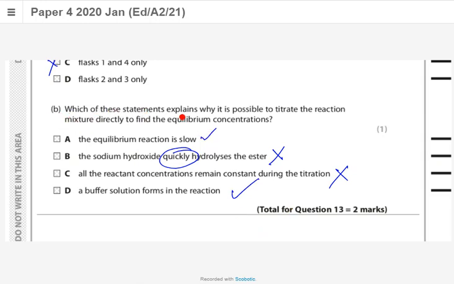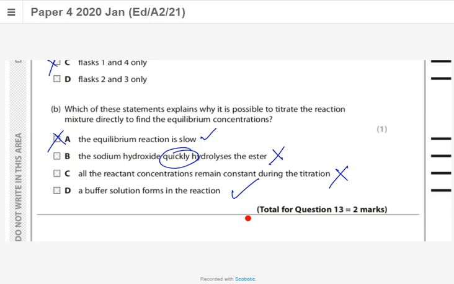Which of these statements explain why it is possible to titrate the reaction? Oh, right. So as there are 2 correct answers, but the question says why it is possible to find the equilibrium concentration directly. What is meant by directly? Without quenching. We don't quench the reaction. Directly, without quenching, you can find it because the reaction is extremely slow. When the reaction is extremely slow, then you can do the titration.